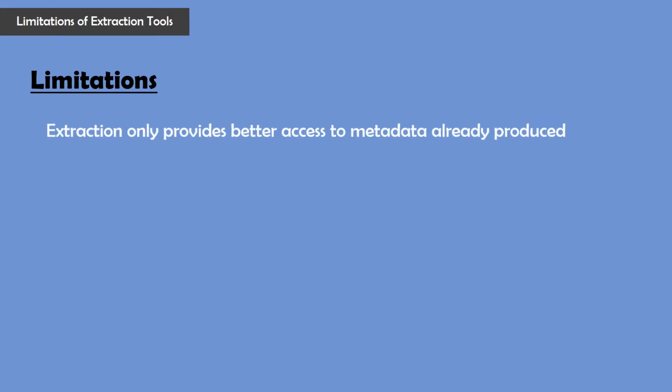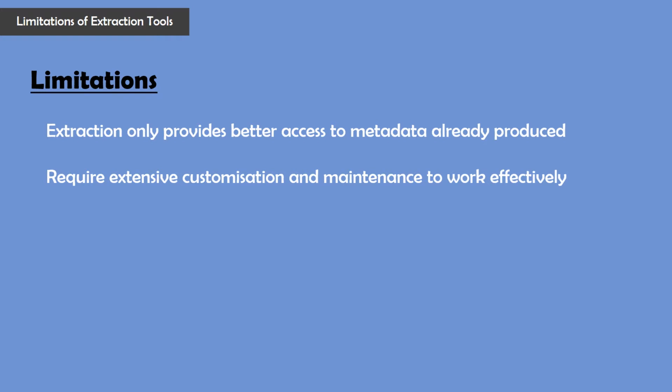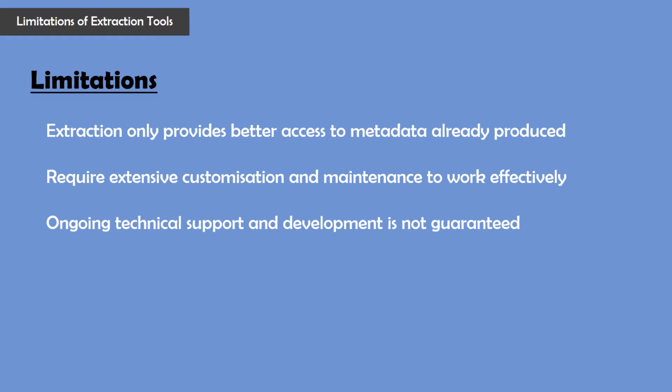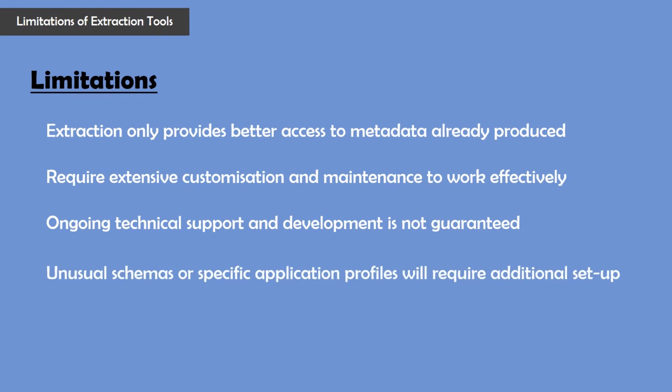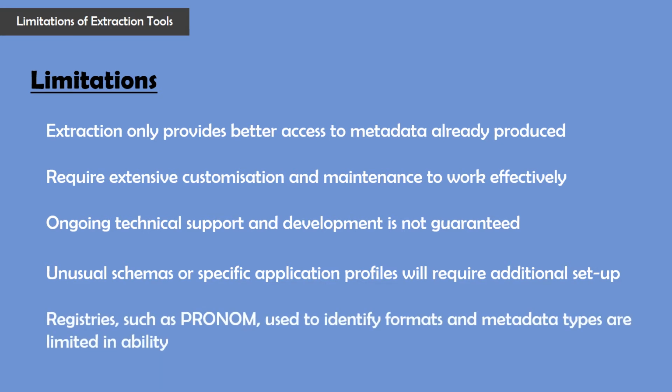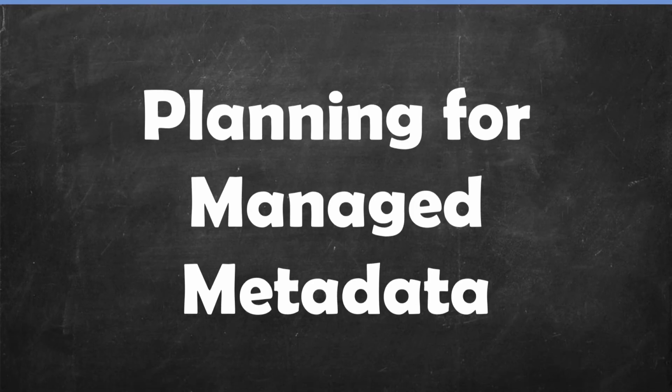However, there are limitations to extraction and the supporting tools. Metadata extraction only provides better access to metadata already produced. If an organisation wants highly descriptive metadata such as content summaries and subject tagging, but creators don't regularly produce it, extraction will not help. They require customisation and maintenance in order to work effectively, so having access to computer professionals is highly desirable. Whilst they often have informed and helpful community support, continued support and development is not guaranteed. Most tools are set up with default preservation schemas to arrange and process the extracted metadata, so if you have a more unusual or specific industry schema, use requires more setup or may not be supported. The registries used to identify formats and metadata types for extraction are not exhaustive, so there are limitations in how much you may be able to capture depending on the format, and tools vary as to how many different formats they will support.